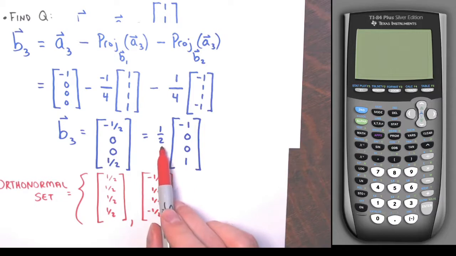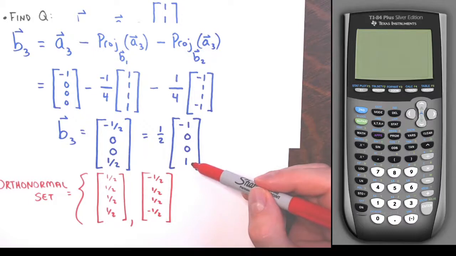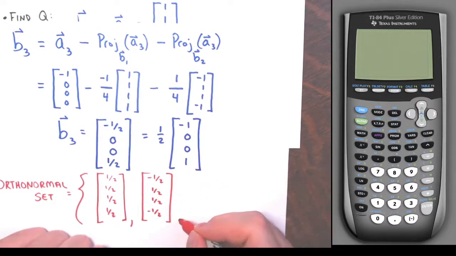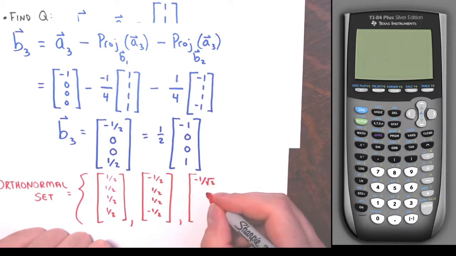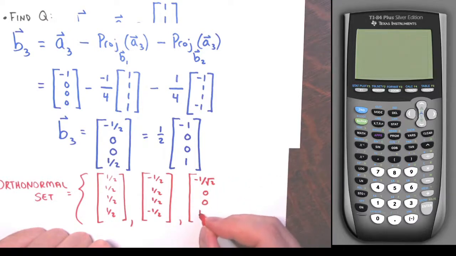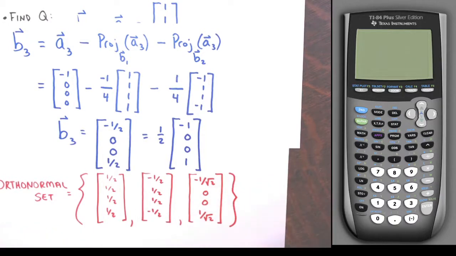And then really, I don't need the half here. The norm of this vector, negative 1, 0, 0, 1, is the square root of 2. Let's divide this vector by the square root of 2, and we'll get a unit vector. So negative 1 over the square root of 2, 0, 0, and then 1 over the square root of 2. And here we have it. Here is an orthonormal set of vectors. Again, take any pair of them, they'll be orthogonal, and they are all unit vectors in R4.